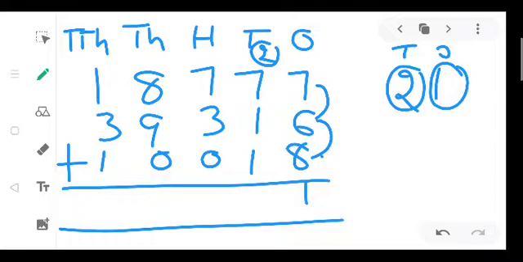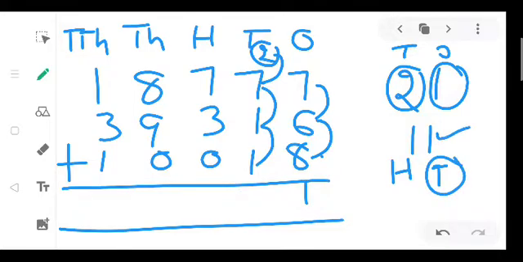Now we will add our tens place digit. Firstly, we will add with the carry 2 plus 7, 9, 9 plus 1, 10, 10 plus 1, 11. Here tens are 1 and hundreds are again 1. 11 tens means 100 and 1 tens. So tens place we will write 1 and this 100 place we will carry 1.